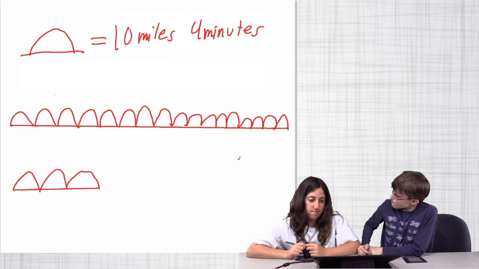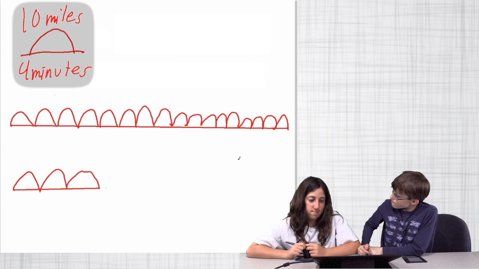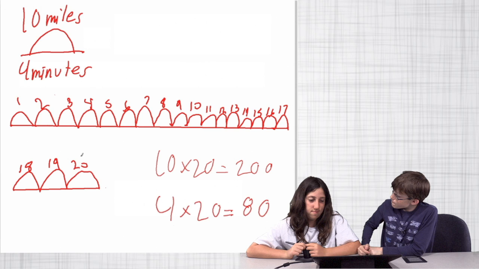Kate and Christopher used a diagram to show where the multiplication in their solution comes from. They said that each loop represents 10 miles in 4 minutes. Kate showed that there were 20 loops in the diagram. Having 20 groups of identical little trips of 10 miles in 4 minutes is the same as multiplying the 10 miles by 20 and multiplying the 4 minutes by 20. Kate and Christopher also showed the result of multiplying 10 miles by 20 and of multiplying 4 minutes by 20 in their diagram.